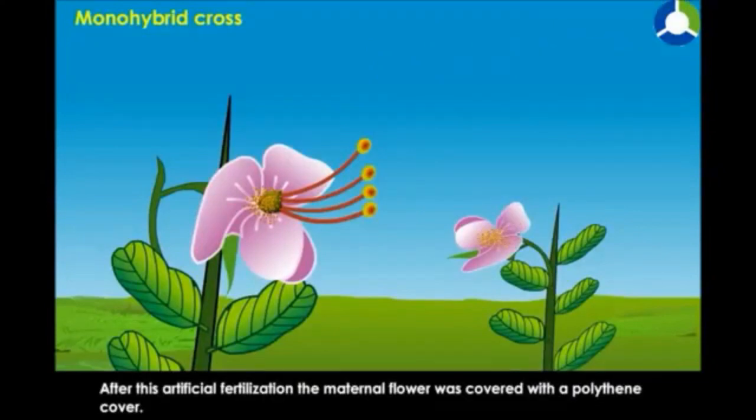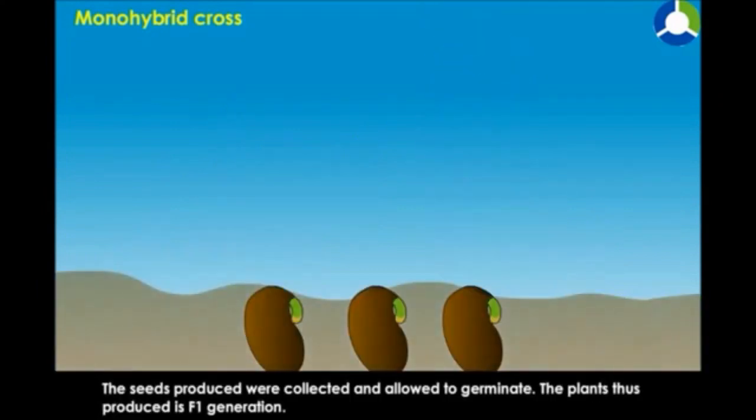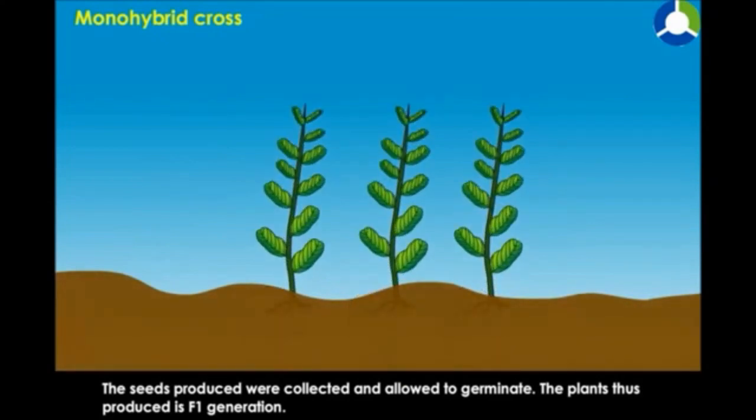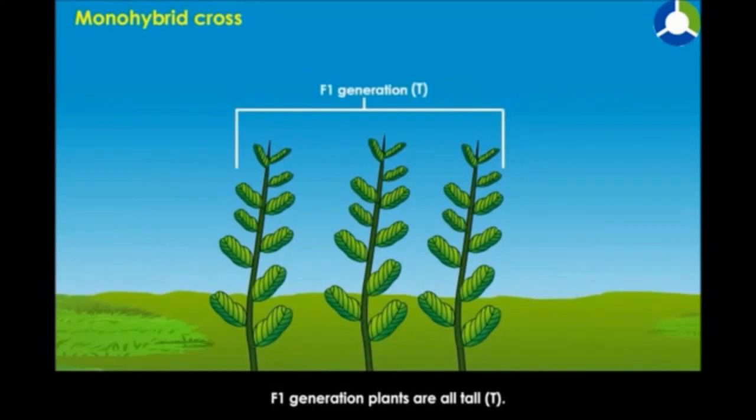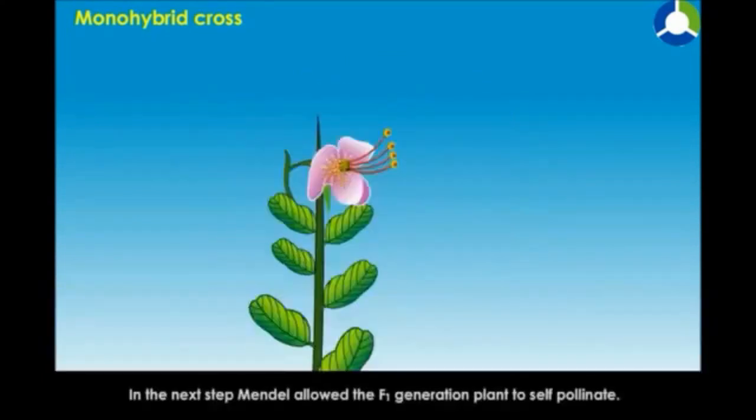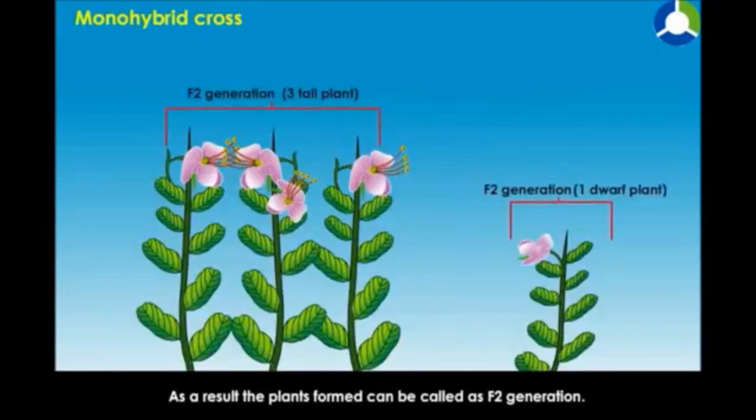After this artificial fertilization, the maternal flower was covered with a polythene cover. The seeds produced were collected and allowed to germinate. The plants thus produced are the F1 generation. F1 generation plants are all tall. In the next step, Mendel allowed the F1 generation plants to self-pollinate. As a result, the plants formed are called the F2 generation.